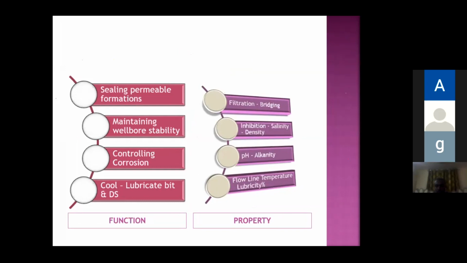This is mainly about the formation and making a good cake. We need a good quality filter cake. Okay. As we said, we have a test for filtration, and also a test for bridging, or permeability plugging test. We're talking about sealing permeable formations, and the test is the permeability plugging test to know how our bridging is going on in the mud, and the distribution of the size of the material.